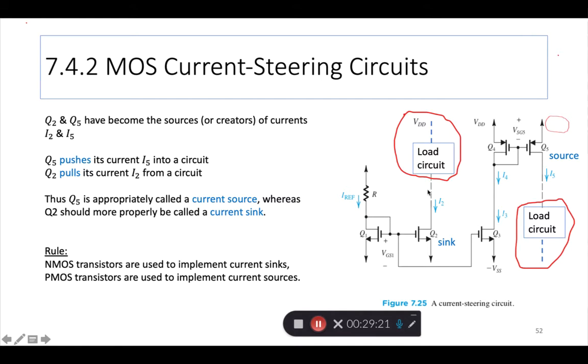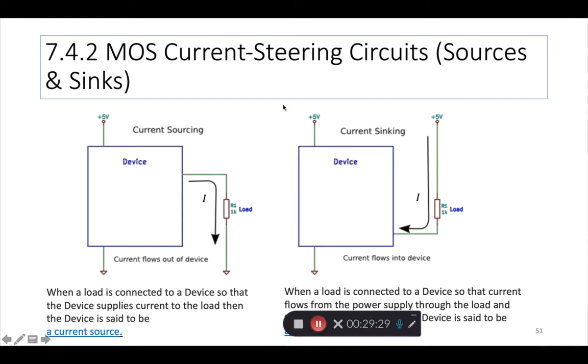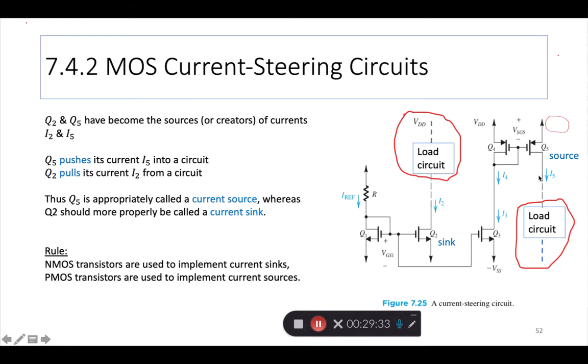All right. So you see this load business I added. It was not in the original drawing, in this drawing 7.25. But I hope with this and the previous slide, slides 51 and 52 give you a good understanding of what current sources and current sinks are all about.